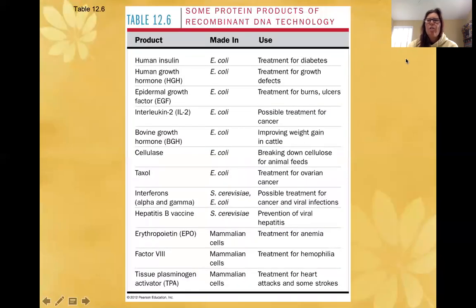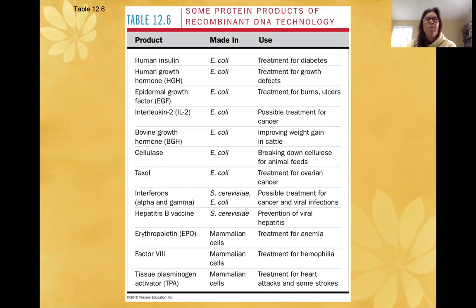So this is just a chart that shows you some of the things that we use recombinant DNA tech to do. So most of you guys know about human insulin. We used to get insulin from cows. It was cow insulin, and some people reacted negatively to the cow insulin. So now we found the gene for human insulin. We make it in E. coli, and now we have a very inexpensive way to treat diabetes, although we hear a lot about the markup on this product. We also have human growth hormone, and so we use that to treat growth defects.